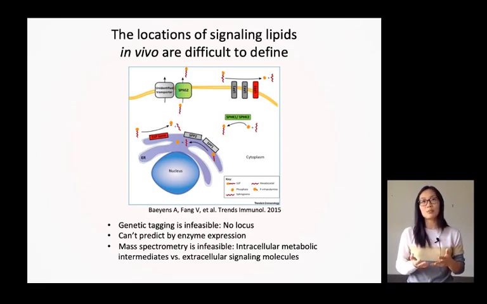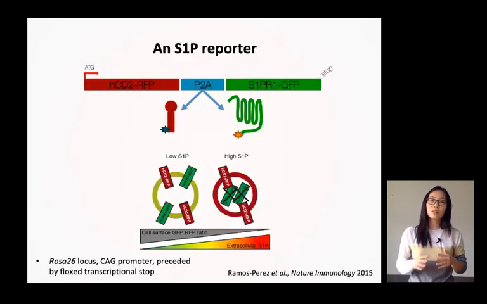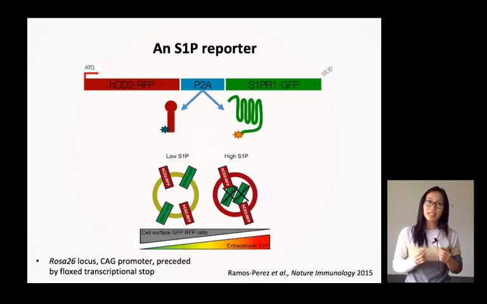So if you measured S1P in a lymph node, it would give you artificially high values of S1P due to detection of intracellular S1P. So to get around this problem, a previous grad student, Willie Ramos, generated a reporter mouse based on the concept that S1P receptor 1 gets very sensitively internalized when it binds S1P. And the way this reporter mouse works is it has two fluorescently tagged proteins split by a P2A skip sequence so that they will be transcribed and translated one to one.